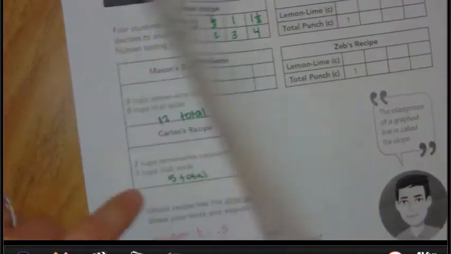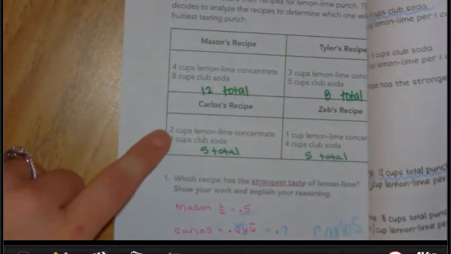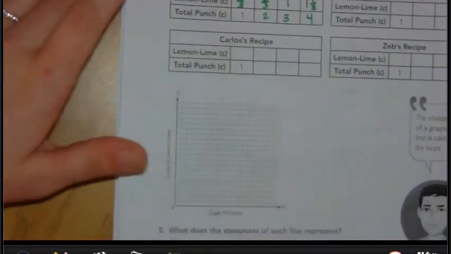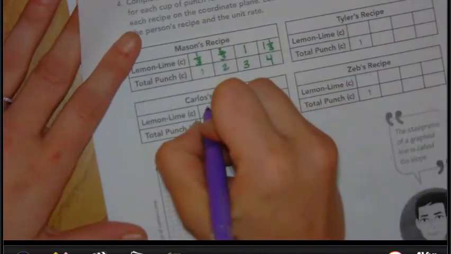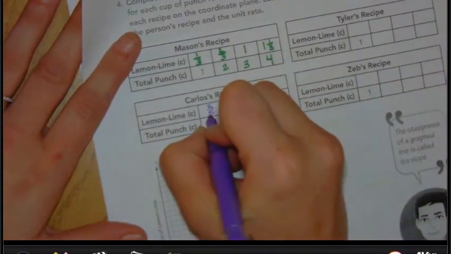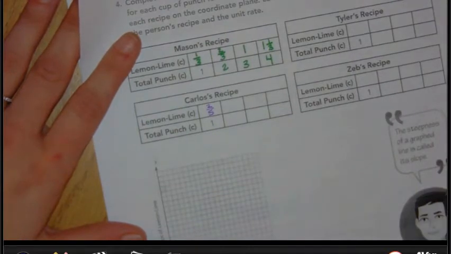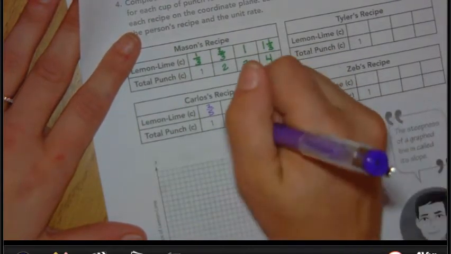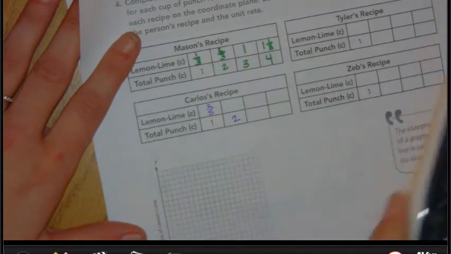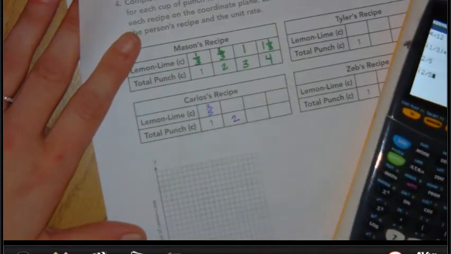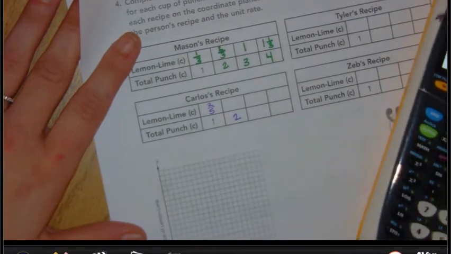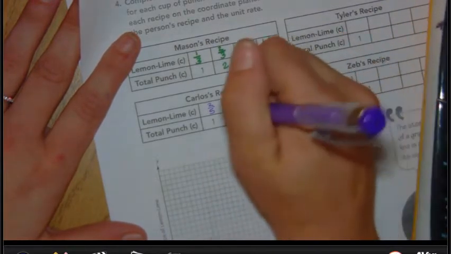Now let's take a look at Carlos. Well, I have 2 cups of lemon lime to a total of 5. So I have 2 over 5. Does that go nice into a decimal? It does, but let's leave it. If I double this, so I'm going to have 2 divided by 5 times 2, I get 0.8, and that in a fraction is 4/5.